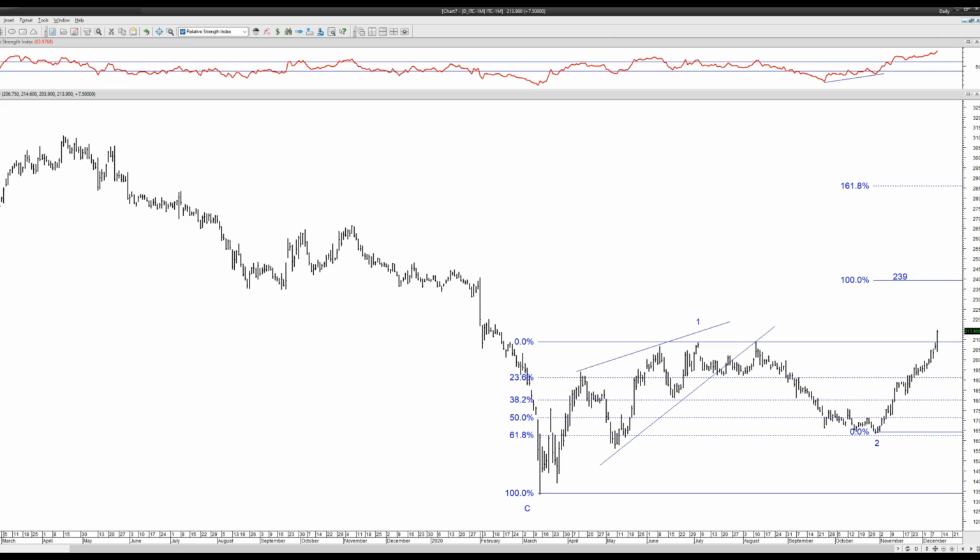Now, what is the alternate count? There is an alternate count that this decline is not over and this is a counter trend rise. That is also possible. But in that case, still this high has been taken out and we are looking at some more upside, and then the stock could decline.